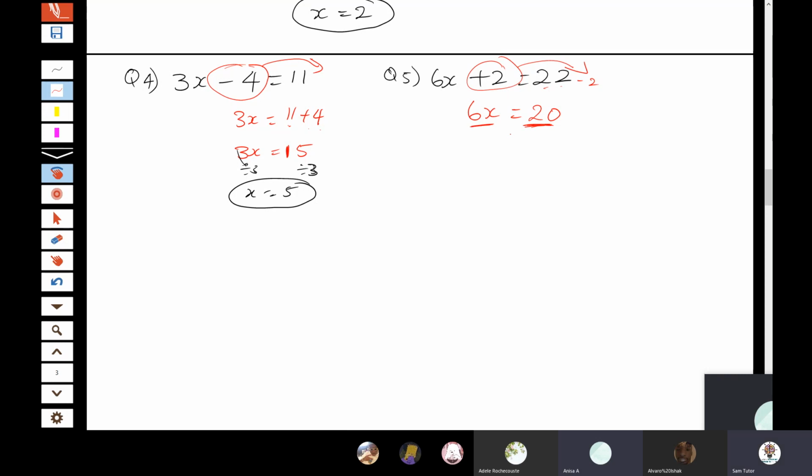Come on, think about it. Divide it. Yes, boom. Divide by 6. X equals 20 divided by 6. And that's it. You can leave it like that for now. Or simplified would be 10 over 3.